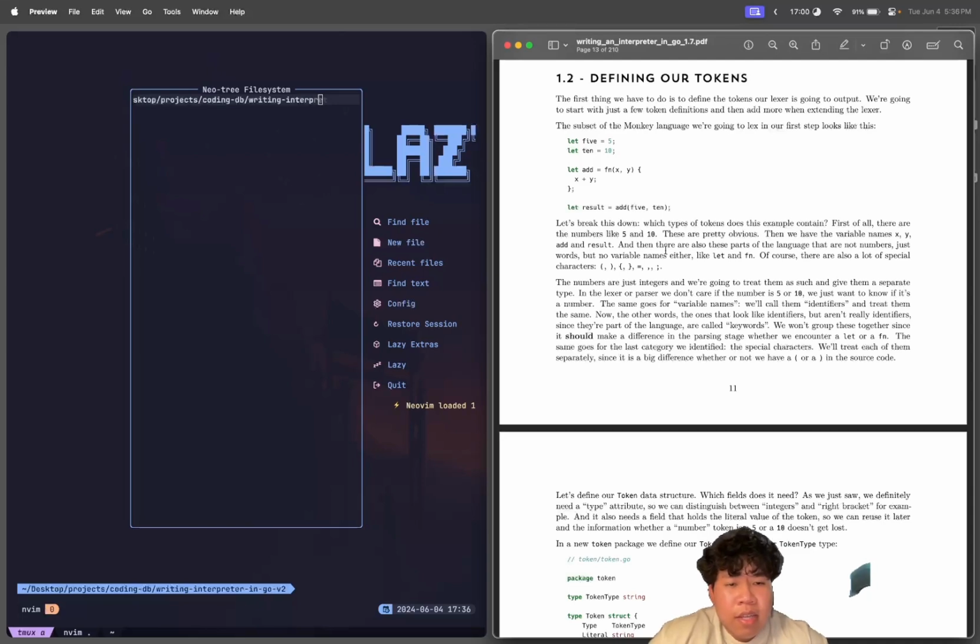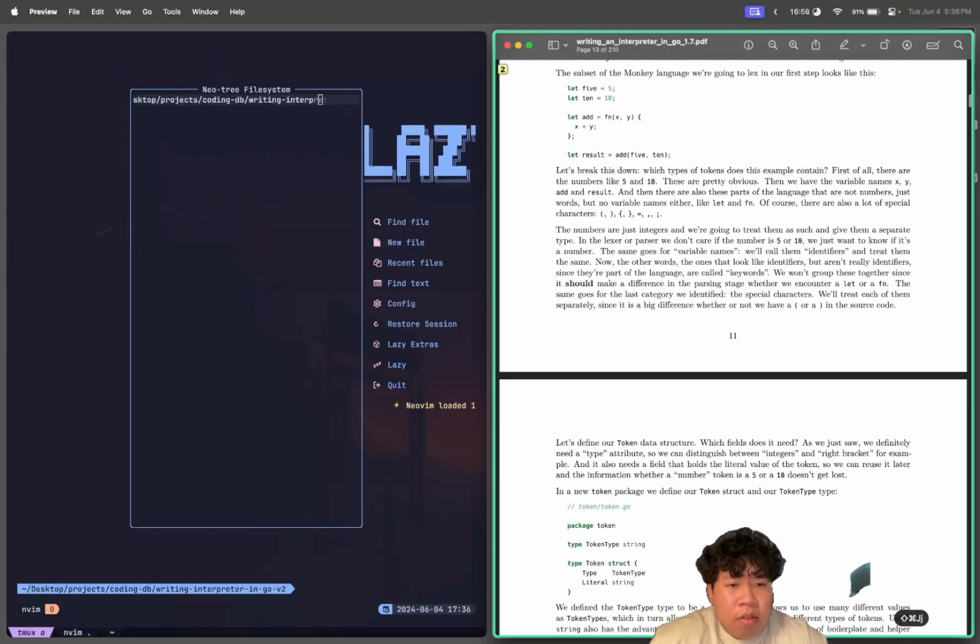The numbers are just integers. We're going to treat them as such and give them a separate type. In the lexer, we don't care if the number is 5 or 10. We just want to know if it's a number. The same goes for the variable names. We will call them identifiers and treat them the same.